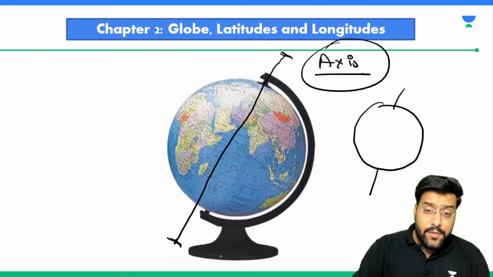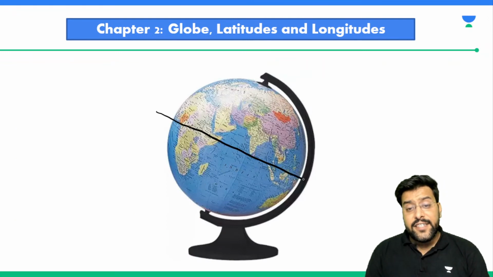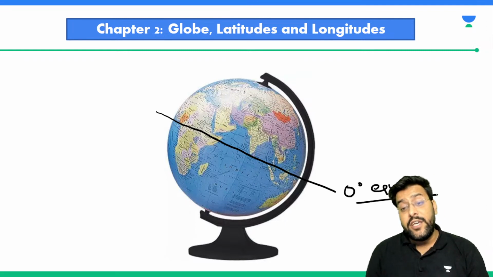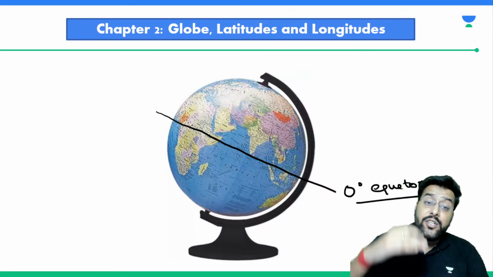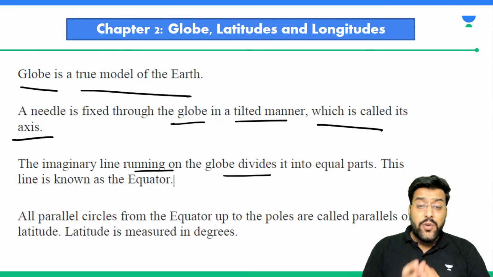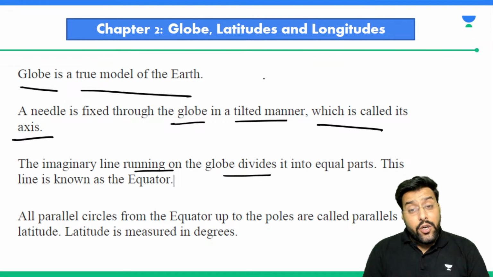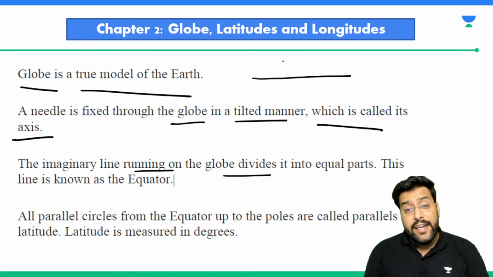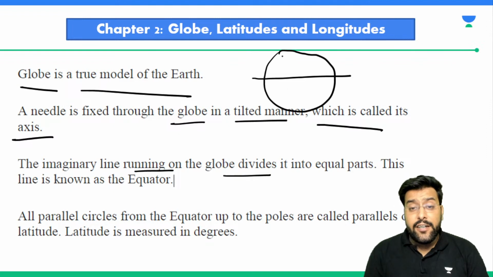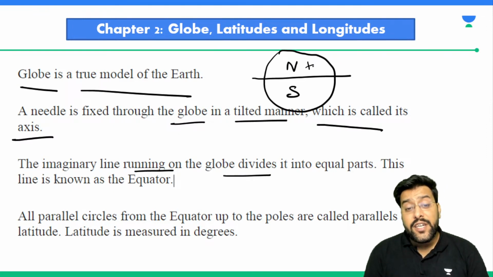On this earth, or on the model of the earth, there is one line which divides it into two halves. This is known as 0 degree, an imaginary line which we call the equator. It divides our earth into two equal halves. You must have heard about this term equator. It is an imaginary line on the globe that divides it into two parts. This imaginary line is horizontal in direction. If this is our earth, horizontally it bisects the earth into two regions. One is the northern hemisphere, the other is the southern hemisphere.